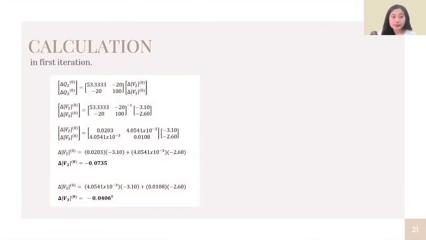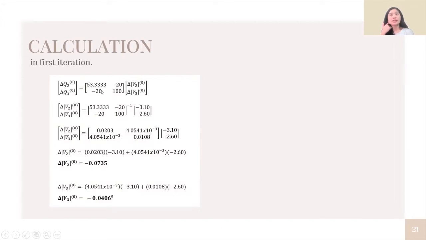Now, may delta na tayo, we have to get the magnitude value of our voltage. So technically, is that to get that, yung ating formation. So this is going to be the formation of our matrix. Hindi na siya P, but we are going to use the reactive power. And all over here, we are going to solve for the value, magnitude value of our V2 and V3 for our first iteration.